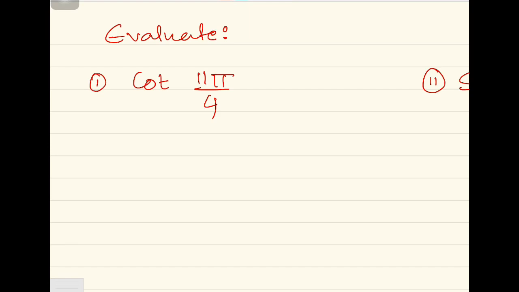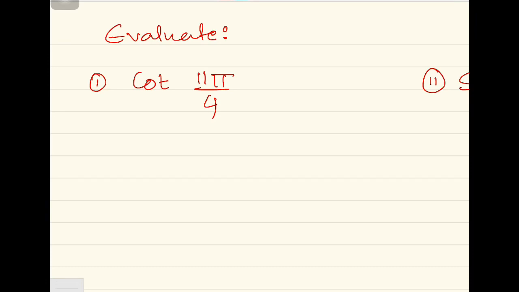It says cot 11 pi by 4. Many of you may find a little difficulty in solving these sums using the radian measure. So what I suggest is, it's okay if you want to convert it to degrees and then do the sum. Ultimately you just have to find the value of this particular trigonometric function. If you want to convert this radian measure to degrees, the sexagesimal system, that won't be a problem. So I will do the same here as well.